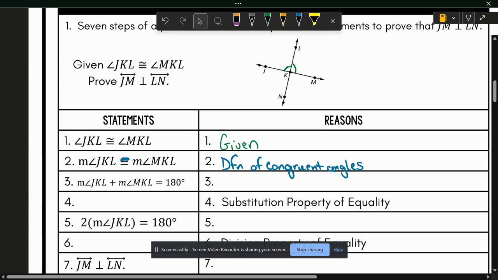What vocabulary do you know that makes it so two angles that are side by side equal 180 degrees? Linear pair. So in this example, we're going to say definition of linear pair.